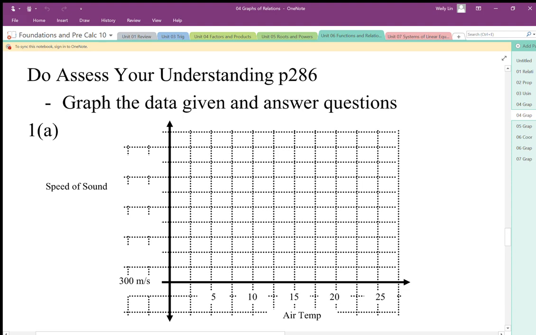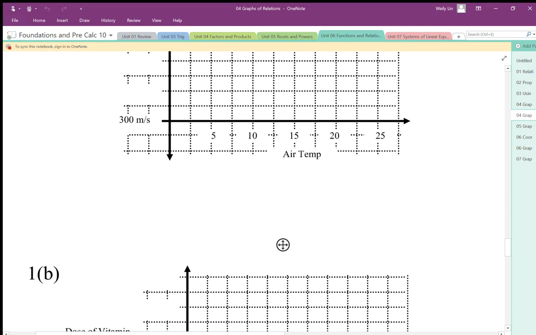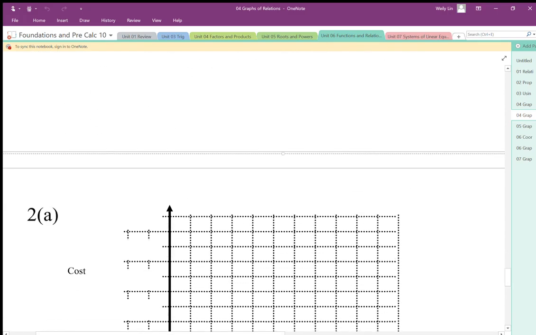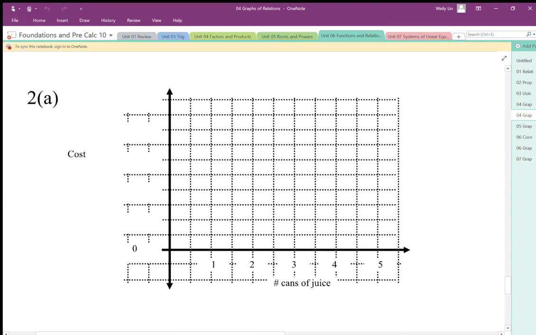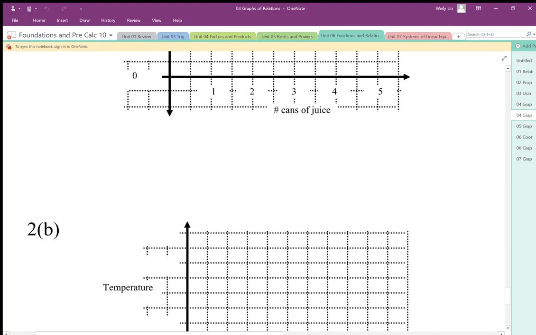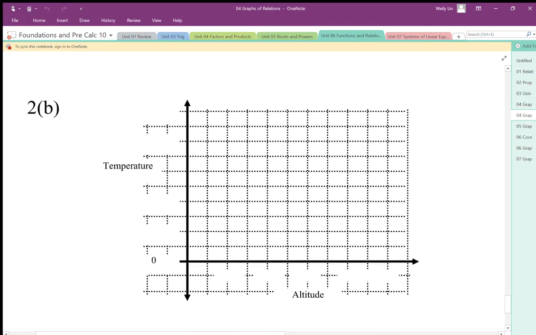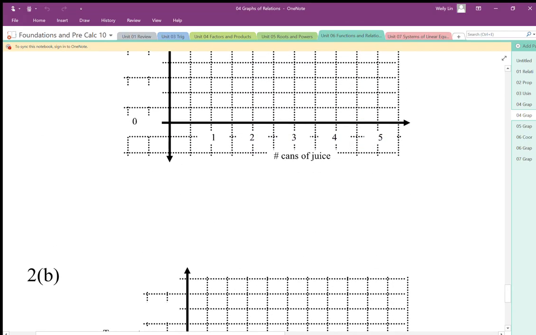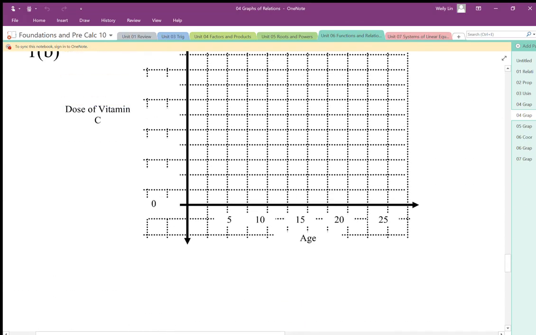And again, there are 4 different relationships. So 1A, 1B is age versus the dose of vitamin C, and for number 2 there is the cans of juice purchased and the cost. Okay, and for 2B the relationship is the altitude and the air temperature. So go ahead and graph these from the table.